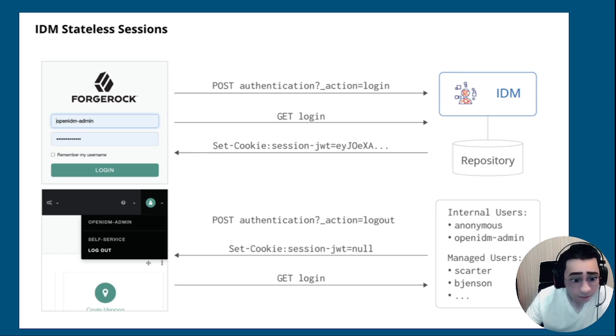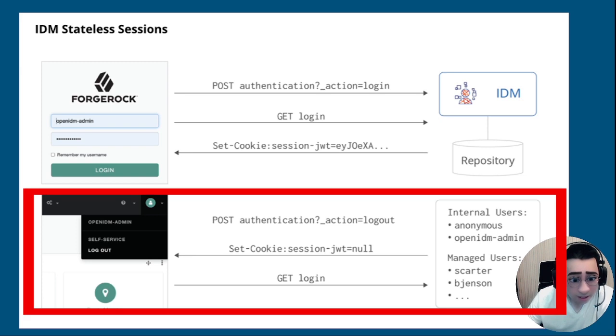The second one, when the user selects logout or an application accesses the logout URL, a post authentication ?_action=logout request is sent to ensure the session is terminated. The browser receives a new session JWT cookie set to null. A get login request is then sent with the anonymous user credentials using the new null session JWT cookie.